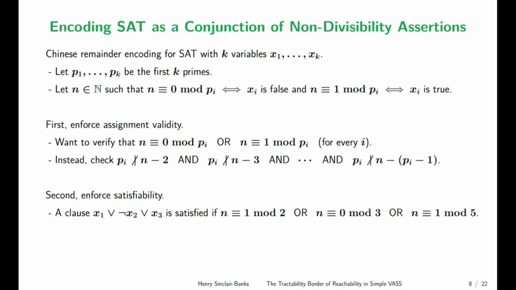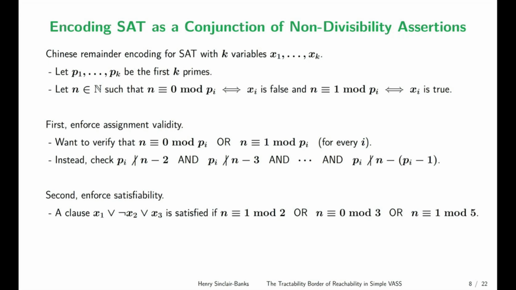It's roughly what one might think. Let's go for an example clause, let's say x1 or not x2 or x3. So this is satisfied if n is equivalent to 1 mod 2, because this is the first prime, or 0 mod 3 or 1 mod 5.